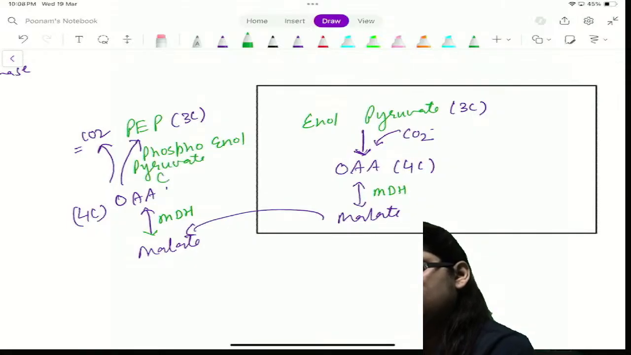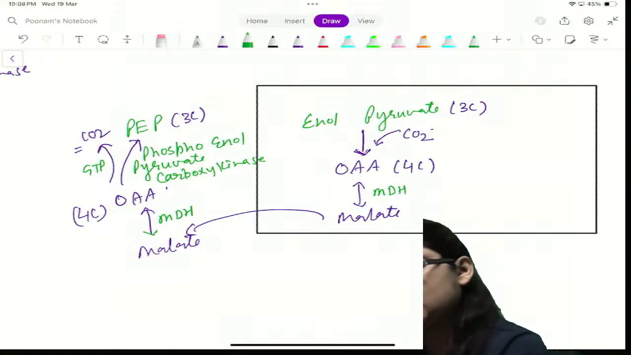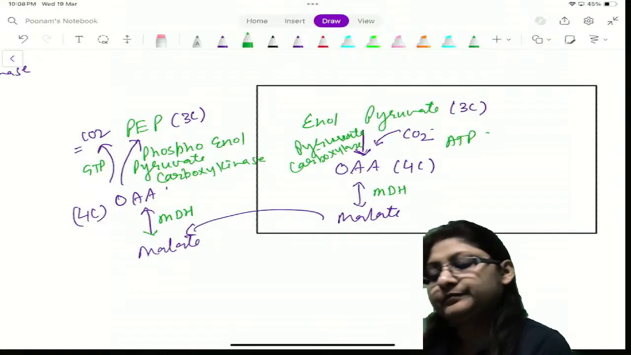This enzyme is very important, and this is called phosphoenol pyruvate carboxykinase enzyme, which demands GTP for action. This enzyme is pyruvate carboxylase. Pyruvate carboxylase, which is demanding ATP for action.